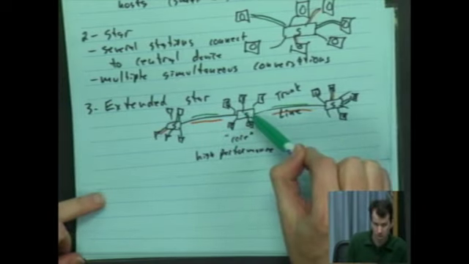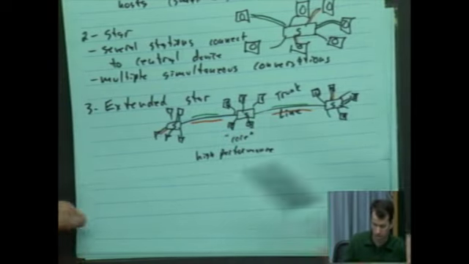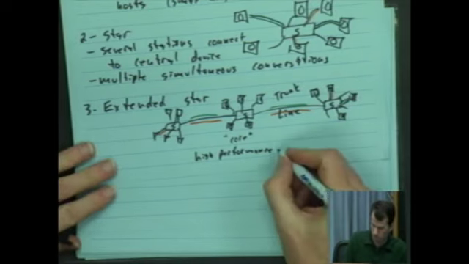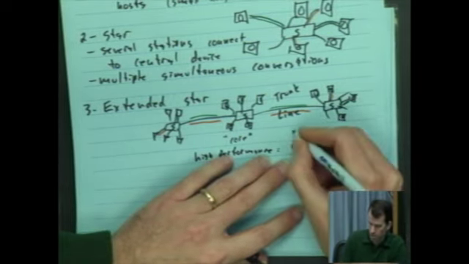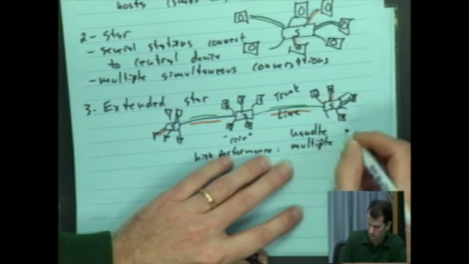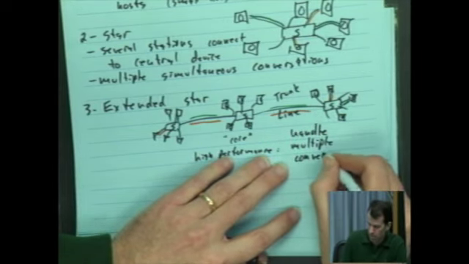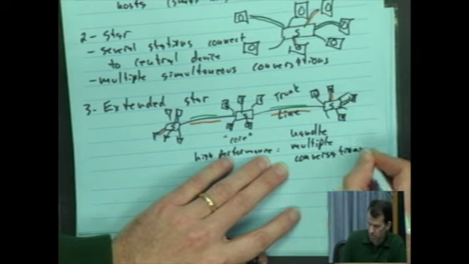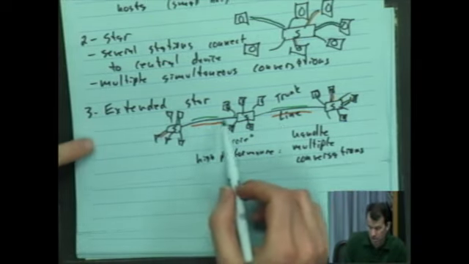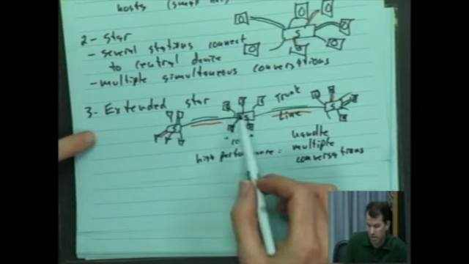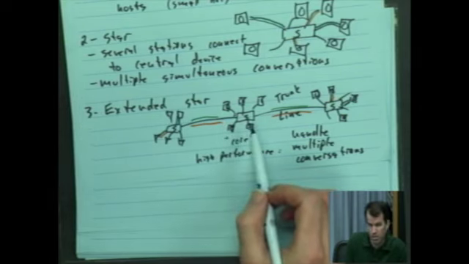The core switch has to be able to handle multiple conversations. And so we'll just put there: the ability to have multiple simultaneous conversations on an extended star depends on the speeds of the trunk line and the speeds of that central core switch. Are we good with that?